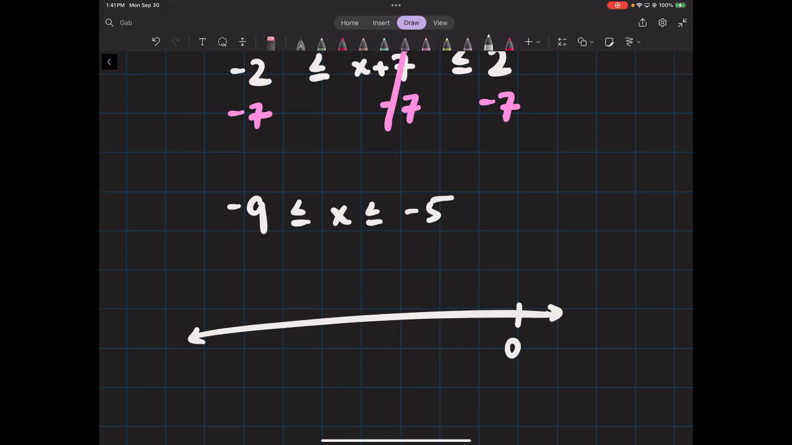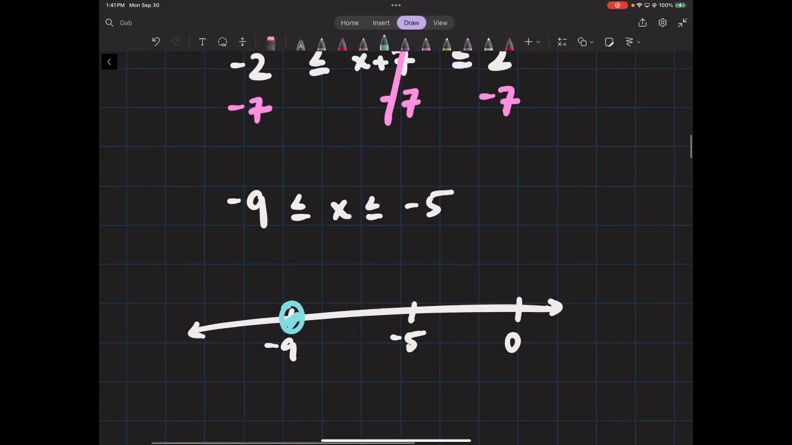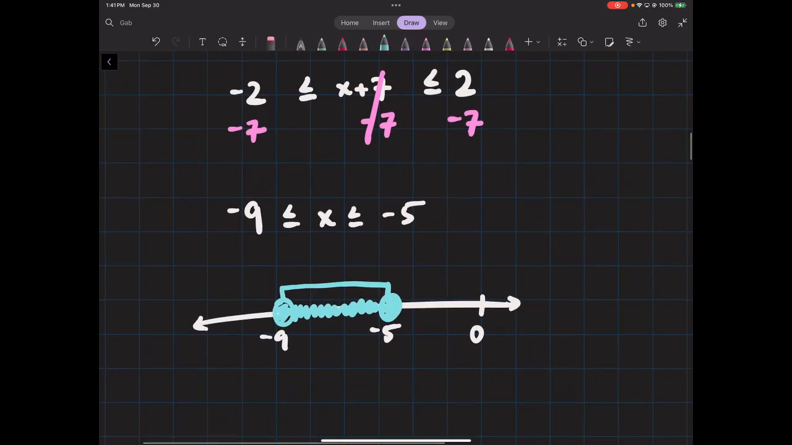Quiet down. Okay, I got -5 for right here and -9. Are they both closed? And then where am I shading? In the middle, right? Or sure, you can call it together. Okay, if you do this, that's fine too. Okay, so this first example, not too crazy, yeah?